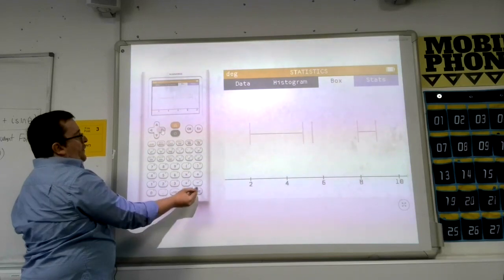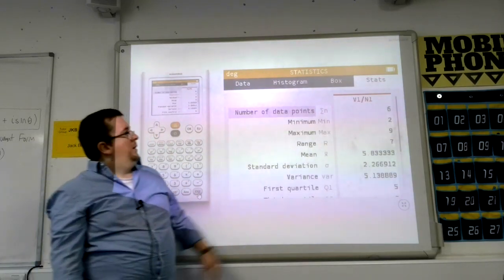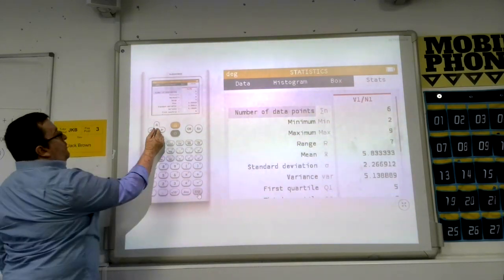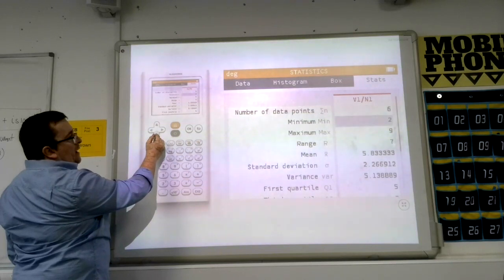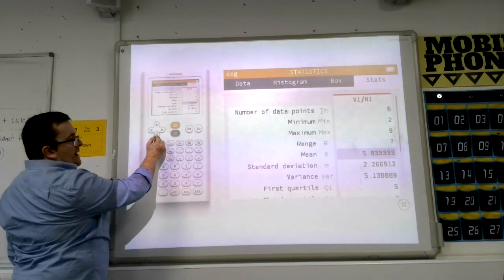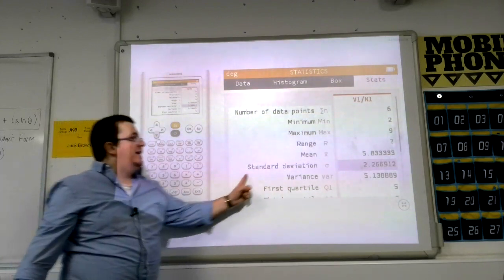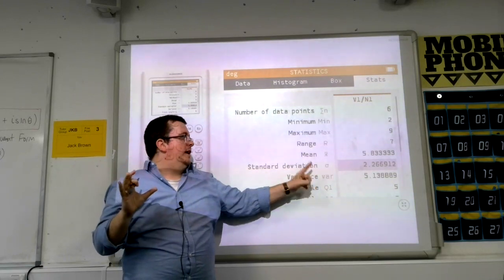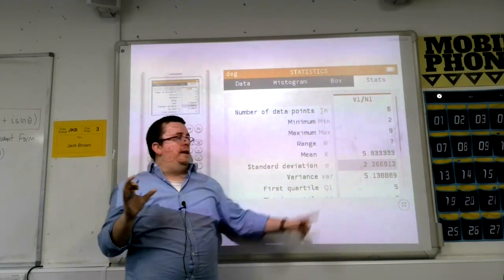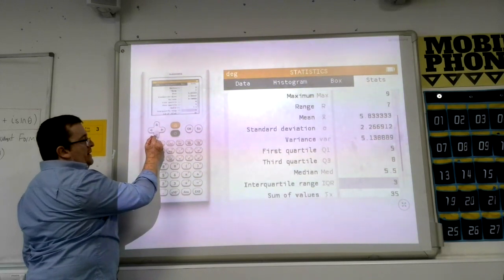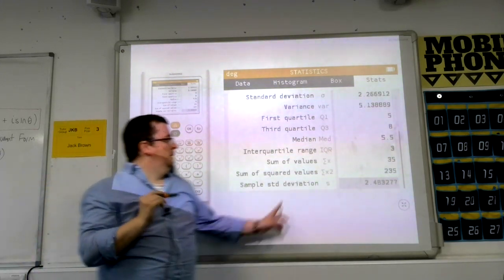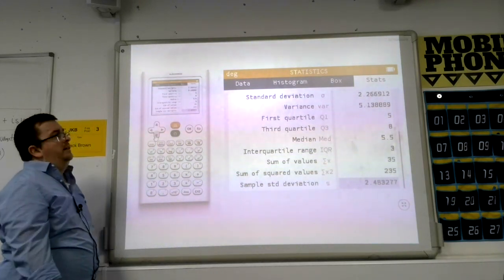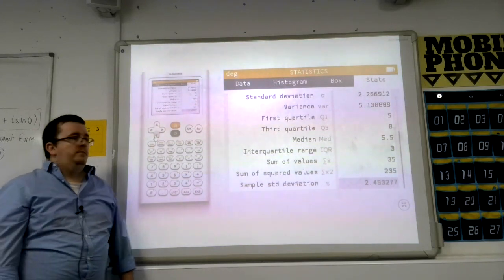But usually you probably just want the stats. So you go into the stats, and it will tell you pretty much the same information that the Classwiz does. So the number of different items that you have, 6. The minimum value, maximum value, range, the mean, the standard deviation. The neat thing is that it actually tells you what those bits are, so you won't ever get confused between whether you're looking at the standard deviation or the variance on there. It does have the sample standard deviation as well, right down the bottom, so that's not missing. So that's all there. It's very easy to use.